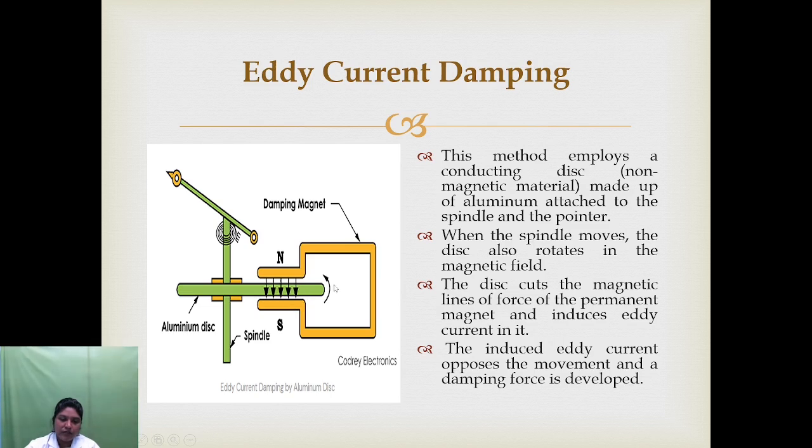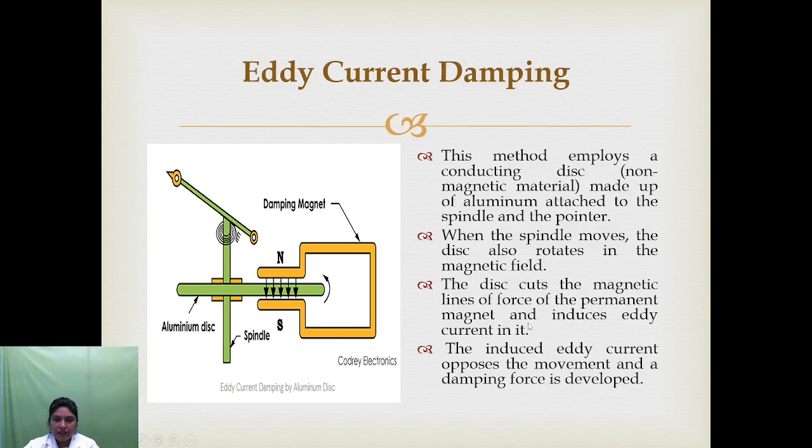Here it produces some EMF. This EMF again induces current in the disc. By Lenz's law, it produces a force opposing the main force. This opposition damps the pointer so that the oscillation can be prevented. This method is called the eddy current method, and it is the most commonly preferred and the most efficient one.